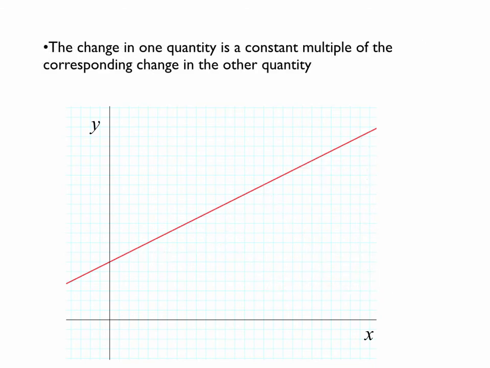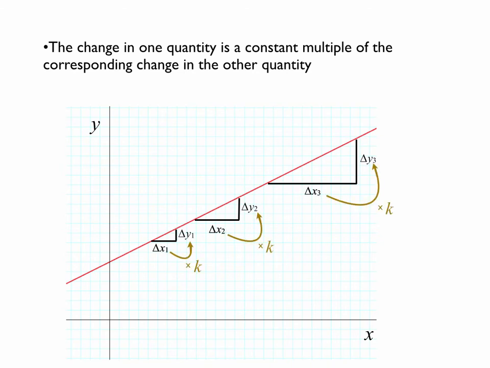We could also express constant rate of change as saying the change in one quantity is a constant multiple of the corresponding change in the other quantity. So what's a visual to go with that? Well, I've got a whole bunch of changes in y that can be produced by multiplying the changes in x by the same amount. How is this? Groovy? A little bit? Okay.